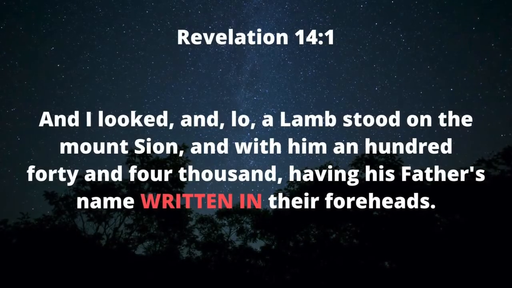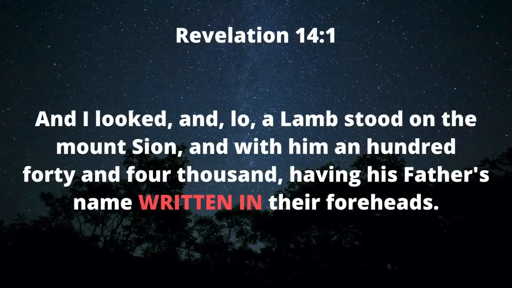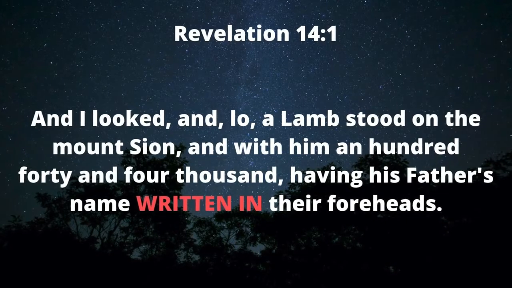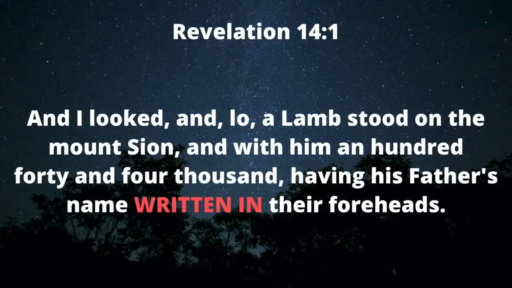And I looked, and lo, a lamb stood on the Mount Zion, and with him 144,000, having his father's name written in their foreheads. Obviously, it's very clear. What is it referring to? You can use the word in when you're talking about something written. We may not do that in our English today, but the King James Bible clearly does over and over again.